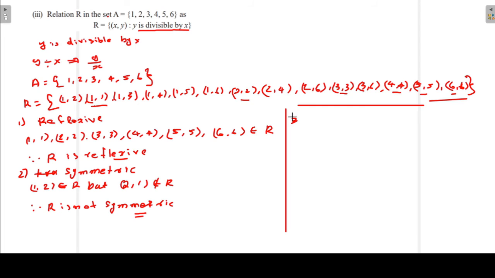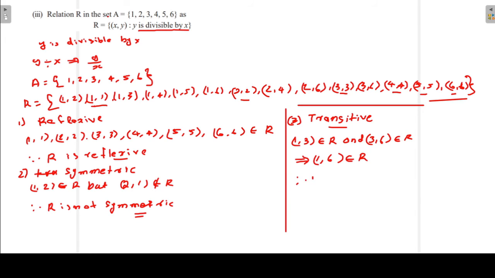Then third, we check this relation whether transitive or not. So you can take (1, 3) belongs to R. Here (3, 6) belongs to R. This implies (1, 6) belongs to R. Here (1, 6) belongs to R. Therefore, R is transitive.